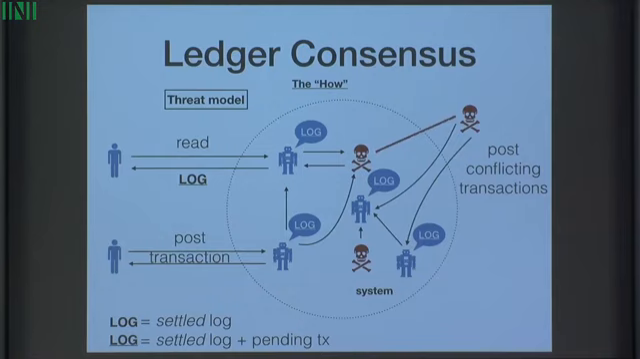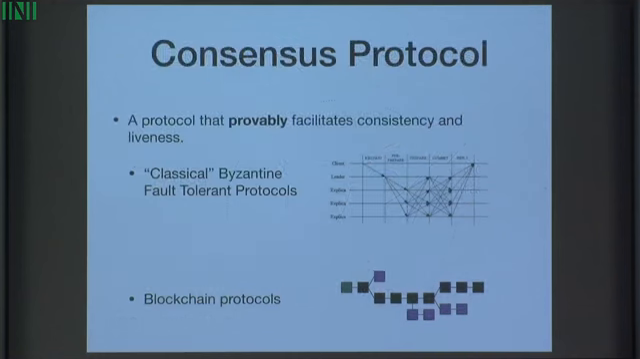This comes in the form of a threat model that describes exactly what may happen in the system while quantifying over all possible strategies that a malicious actor may employ within the system. Then it describes how clients can read the log of posted transactions and how malicious actors acting from both within and outside the system as a client may interfere with that. So a consensus protocol is a protocol that provably facilitates consistency and liveness.